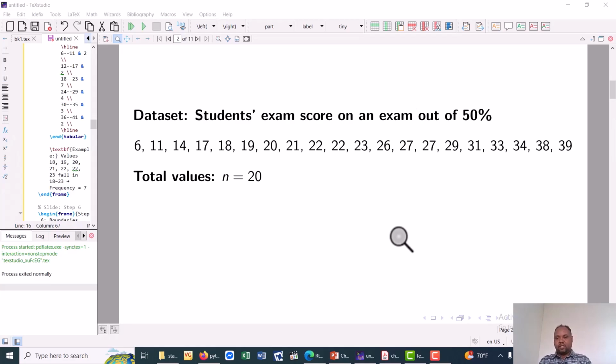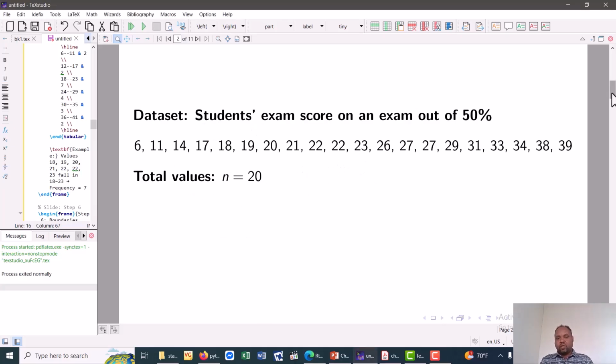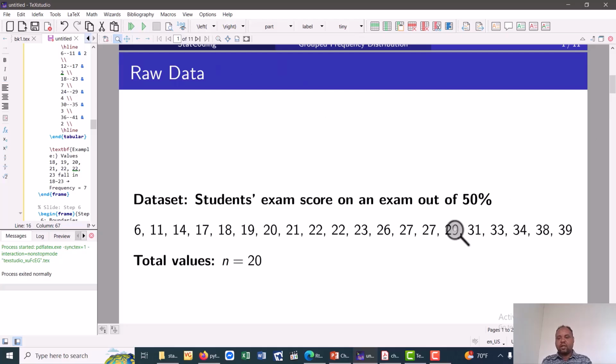Now, let us see one example of constructing a grouped frequency distribution from scratch. In doing so, we have a raw data set of students' scores on an exam out of 50. This record was for 20 students. Following the construction steps, we will have a complete grouped frequency distribution at the end of this lesson. So the objective is to organize and present in tabular form, by constructing the grouped frequency distribution, this raw data set. In doing so, we follow some steps.